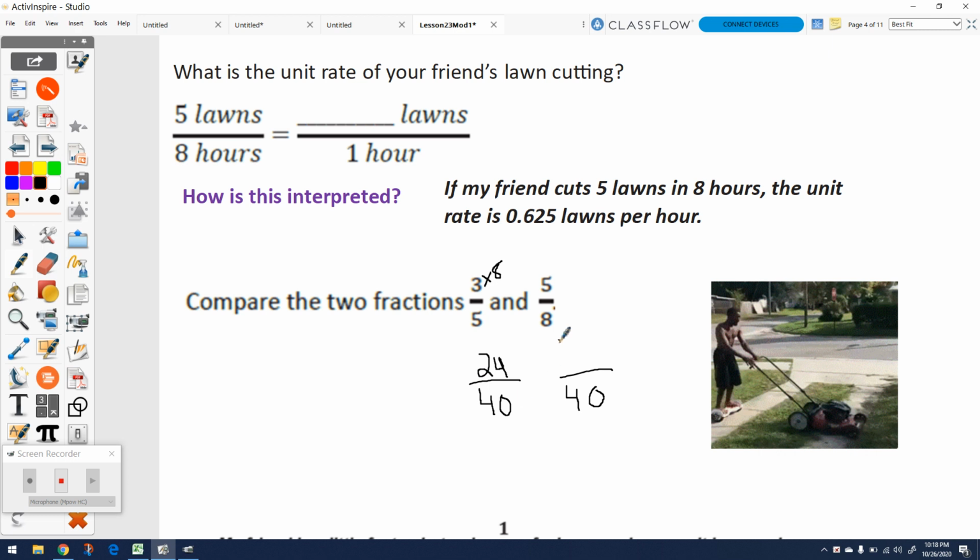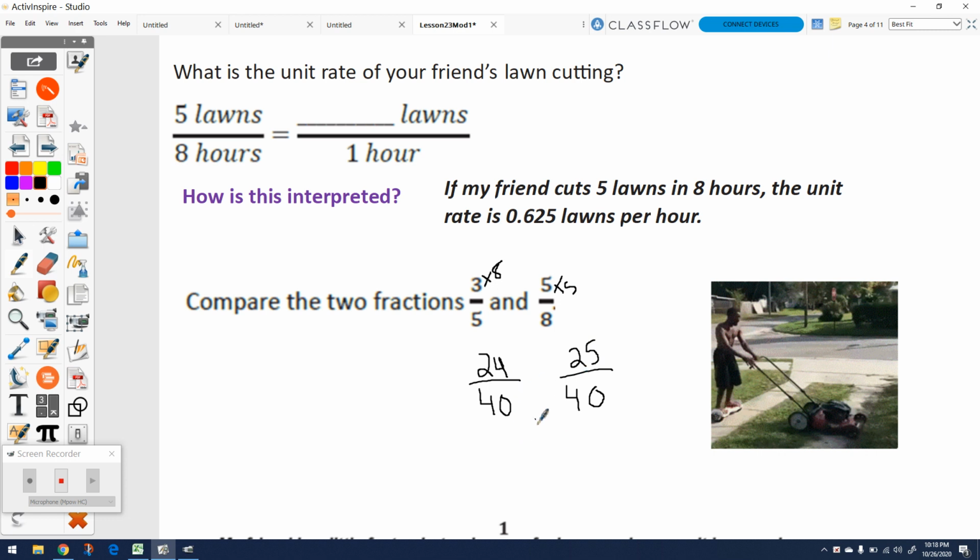Now let's take a look at the second fraction. How did I get from 8 to 40? I did times 5, right? So 5 times 5 is 25. So 25 over 40 is equivalent to 5/8.